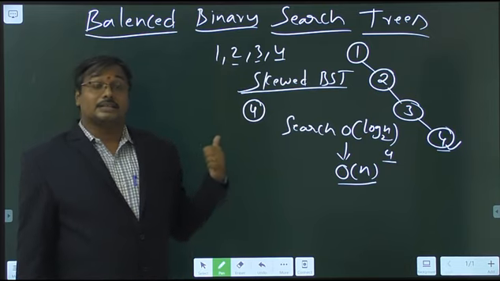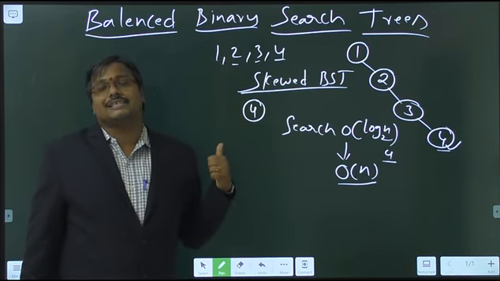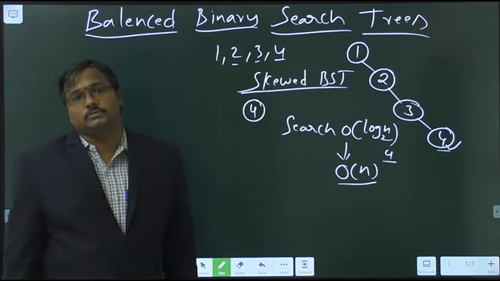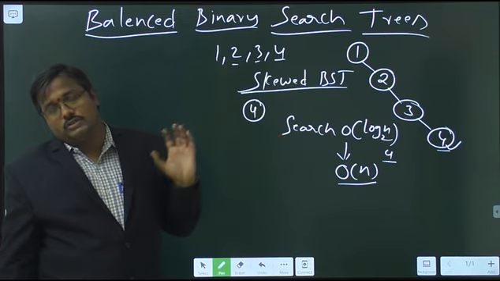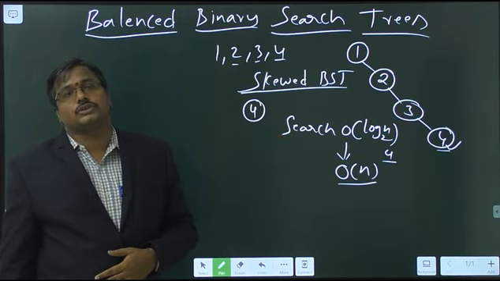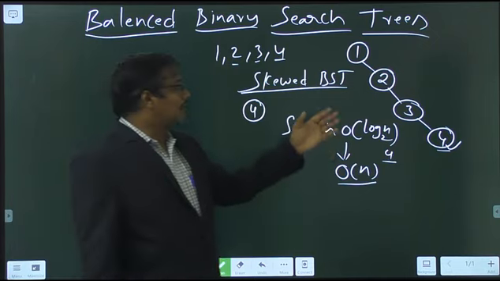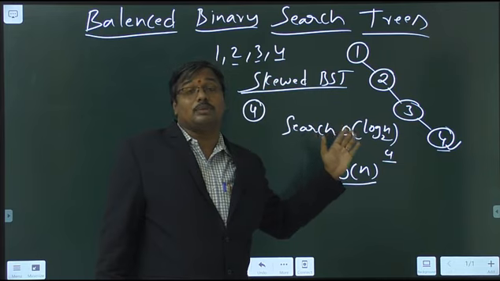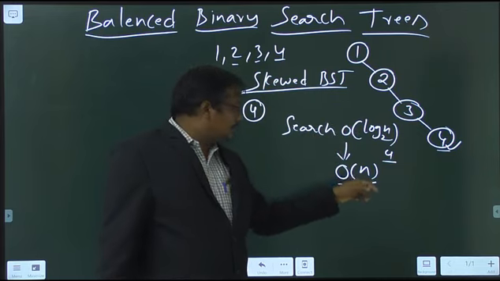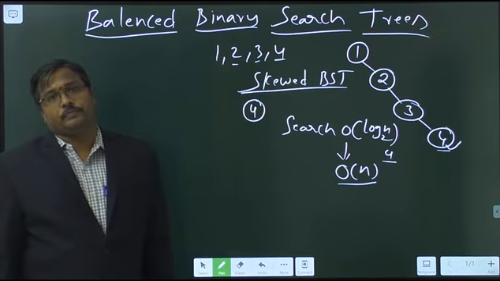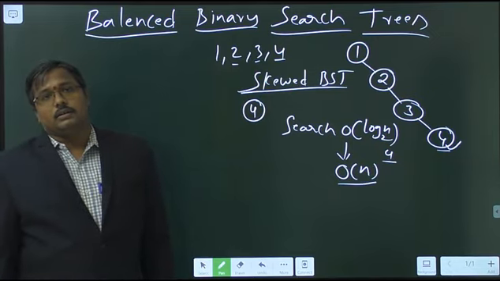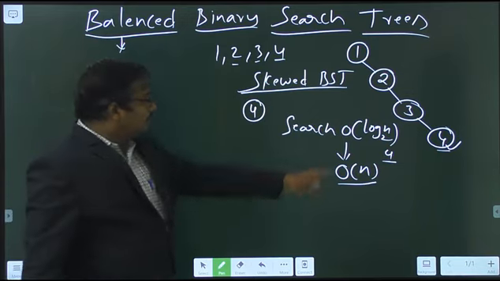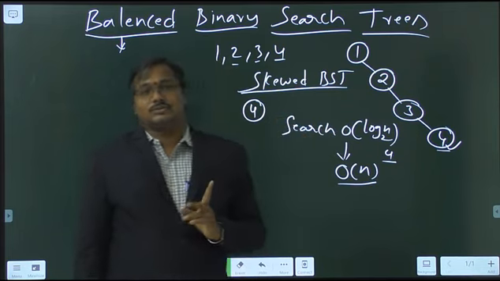One time they asked the question, what is the worst case construction of a binary search tree? This is the worst case construction. Whether it is right skewed or left skewed, these two are called the worst case construction of binary search trees. The problem in this type of tree is that the search operation time complexity is too high, big O of n. So that's why we need to go for a balanced binary search tree, which means we need to balance this kind of tree.